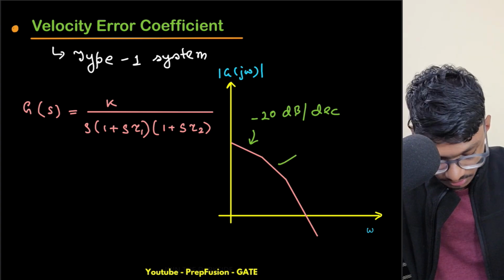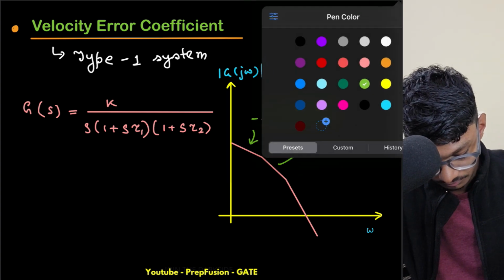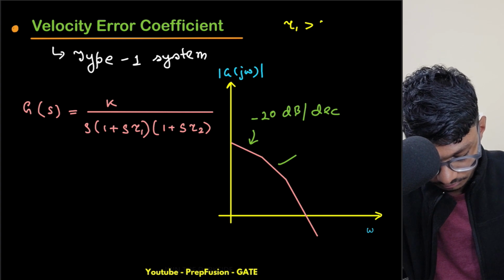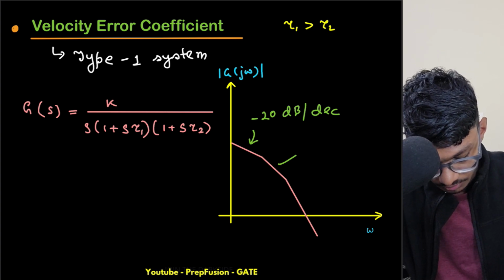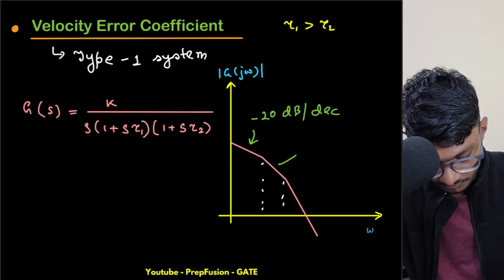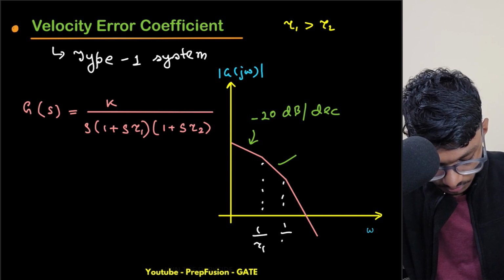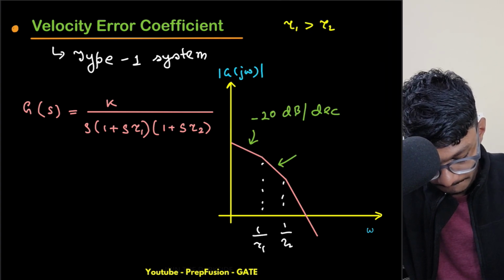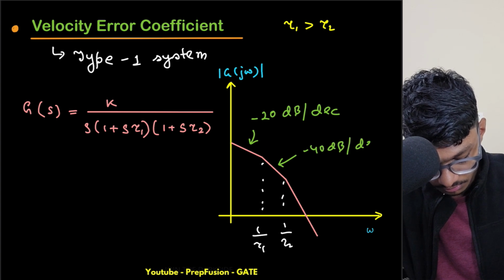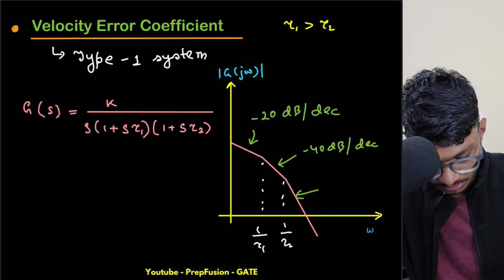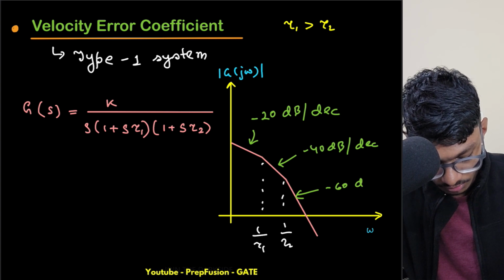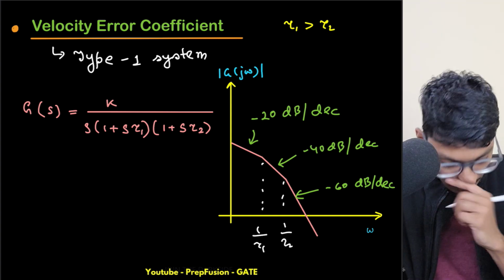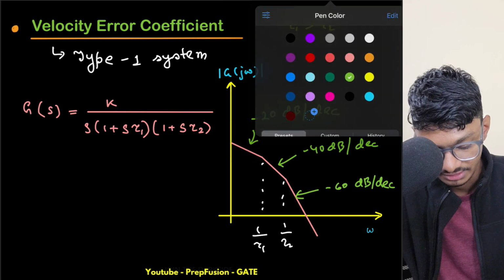Then what is happening? Let's assume that my tau 1 is greater than tau 2. So at this point we have got two corner frequencies. This is 1 by tau 1, this is 1 by tau 2. Okay, and this is minus 40 dB per decade, and this is minus 60 dB per decade. But what is interesting here? I will tell you, but first let me define the velocity error coefficient.